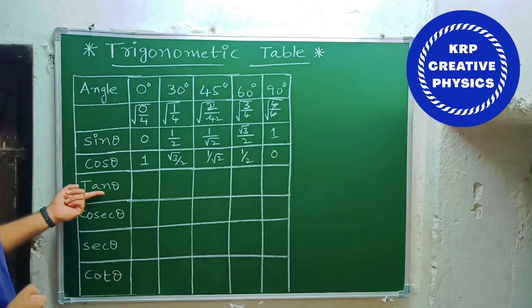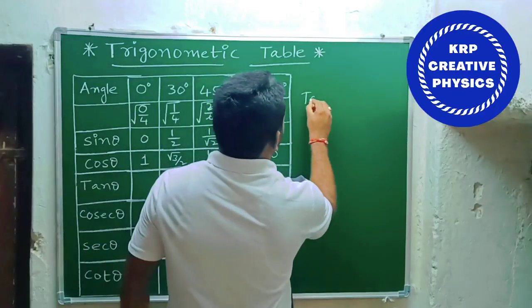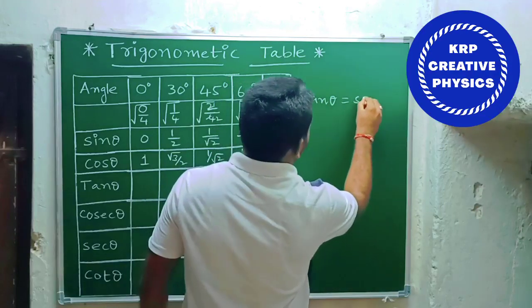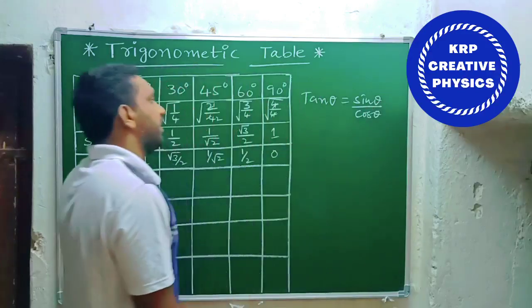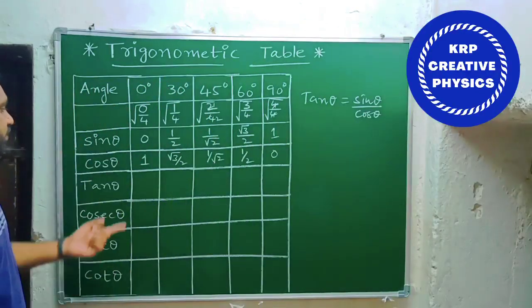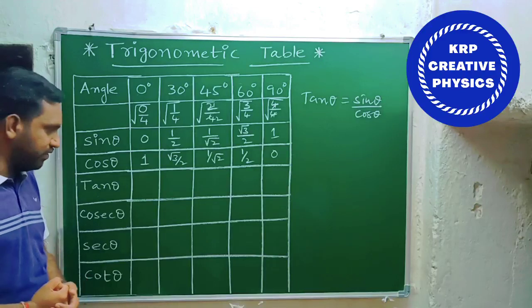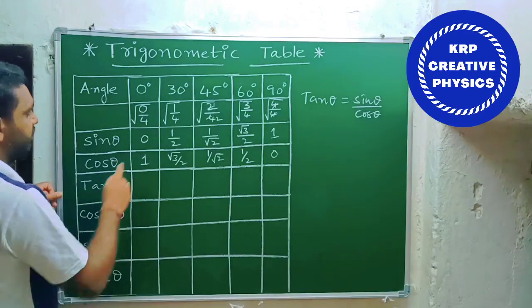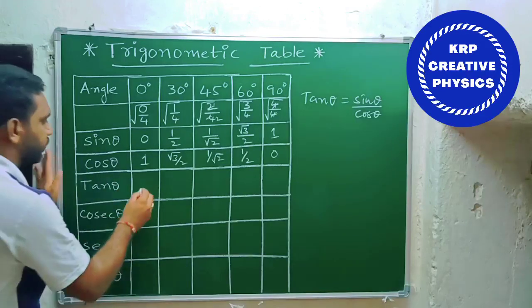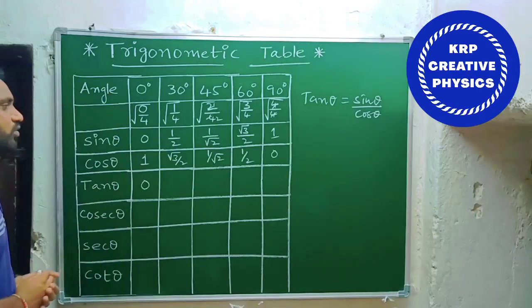So next, if we consider tan theta, what about tan theta here? Tan theta, already I told. Tan theta equal to what here? Sine theta by cos theta. So first we will consider tan 0 here. How can we find tan 0 here? Tan 0 equal to sine 0 by cos 0. Just very simple. So 0 by 1. 0 by 1 is always 0. 0 by something is 0. So we got tan 0 equal to 0 already.